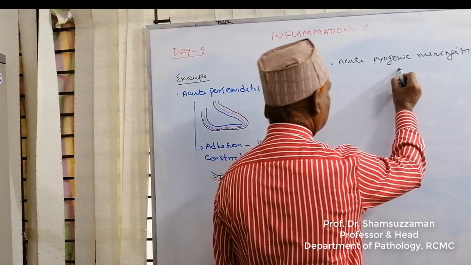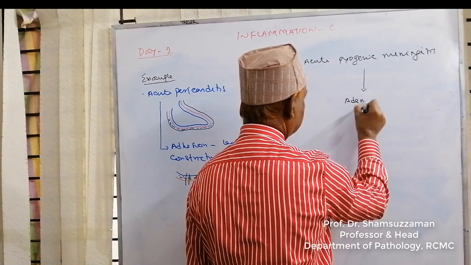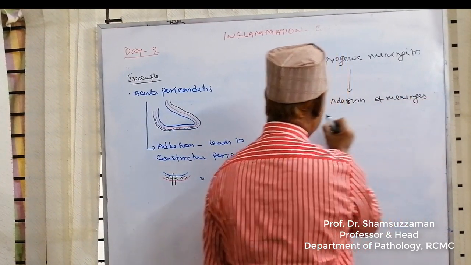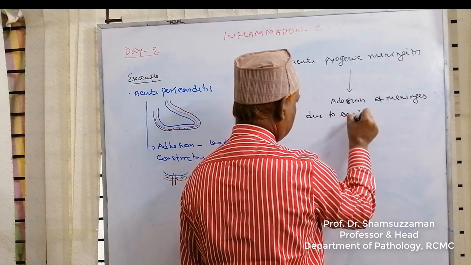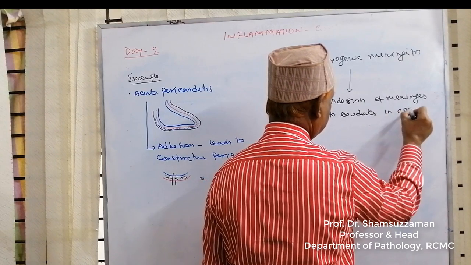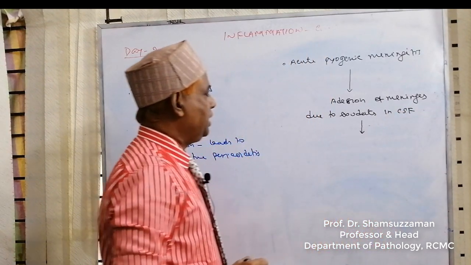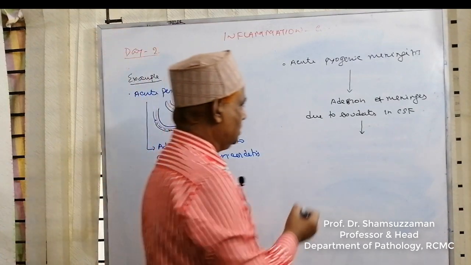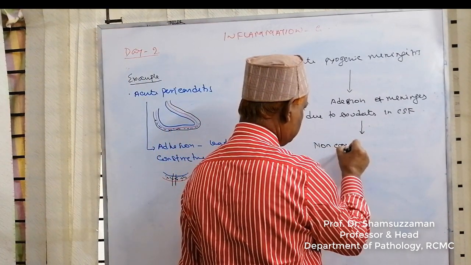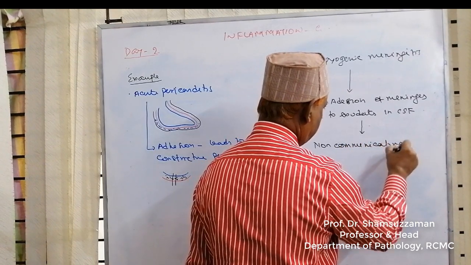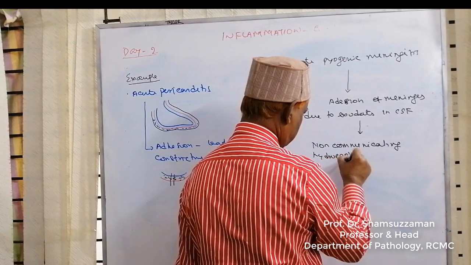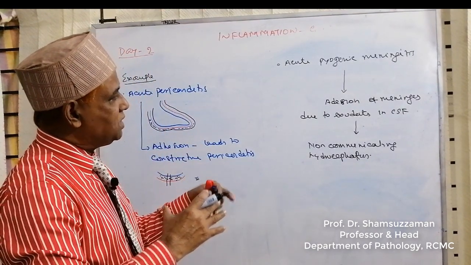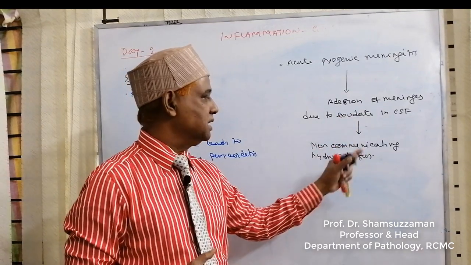So in pyogenic meningitis, what will happen? There is adhesion of meninges due to exudates in CSF. As there is adhesion of meninges due to exudates, there will be accumulation of CSF and it will lead to hydrocephalus. And this is known as non-communicating hydrocephalus.